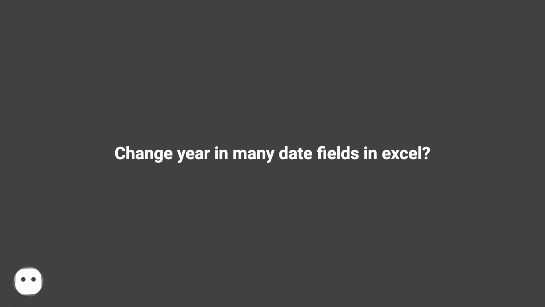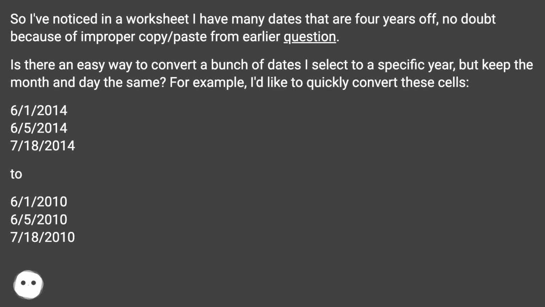Change year in many date fields in Excel? So I've noticed in a worksheet I have many dates that are 4 years off, no doubt because of improper copy/paste from an earlier question. Is there an easy way to convert a bunch of dates I select to a specific year, but keep the month and day the same?